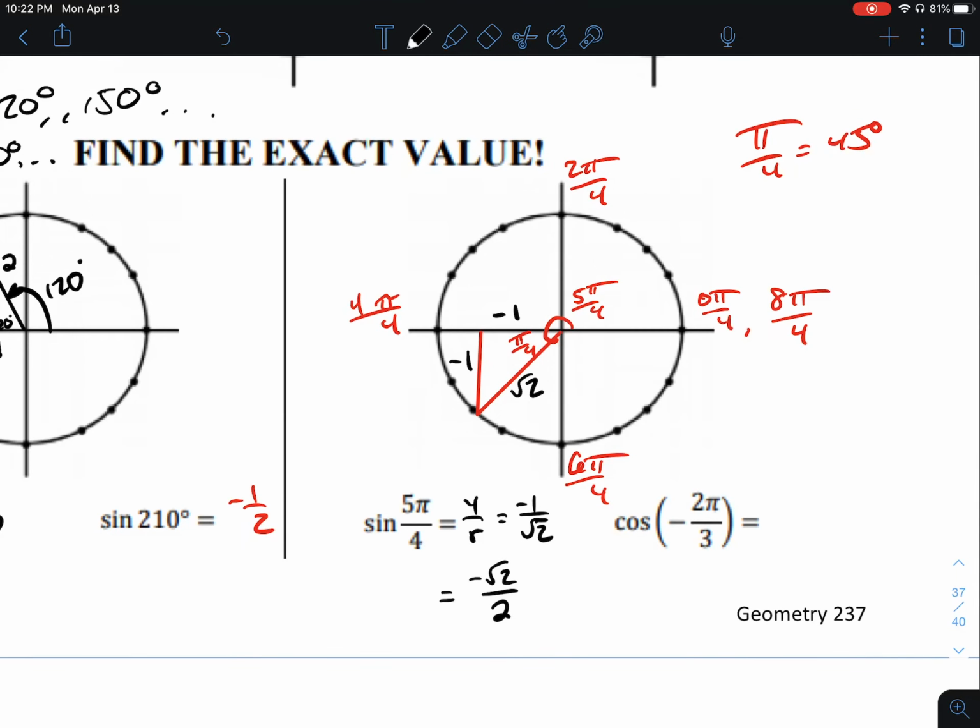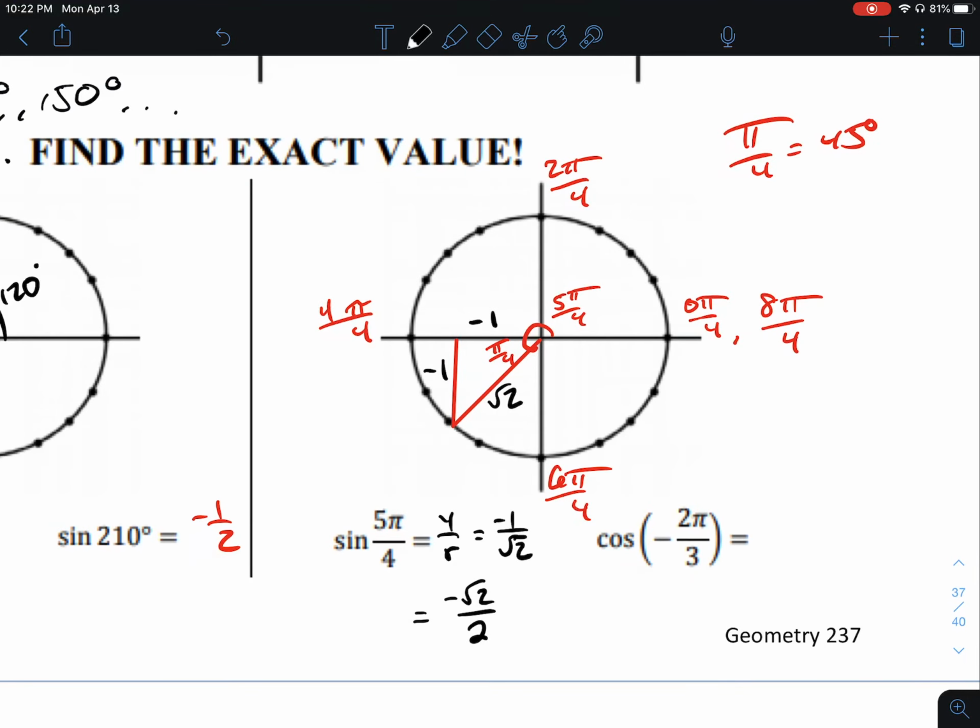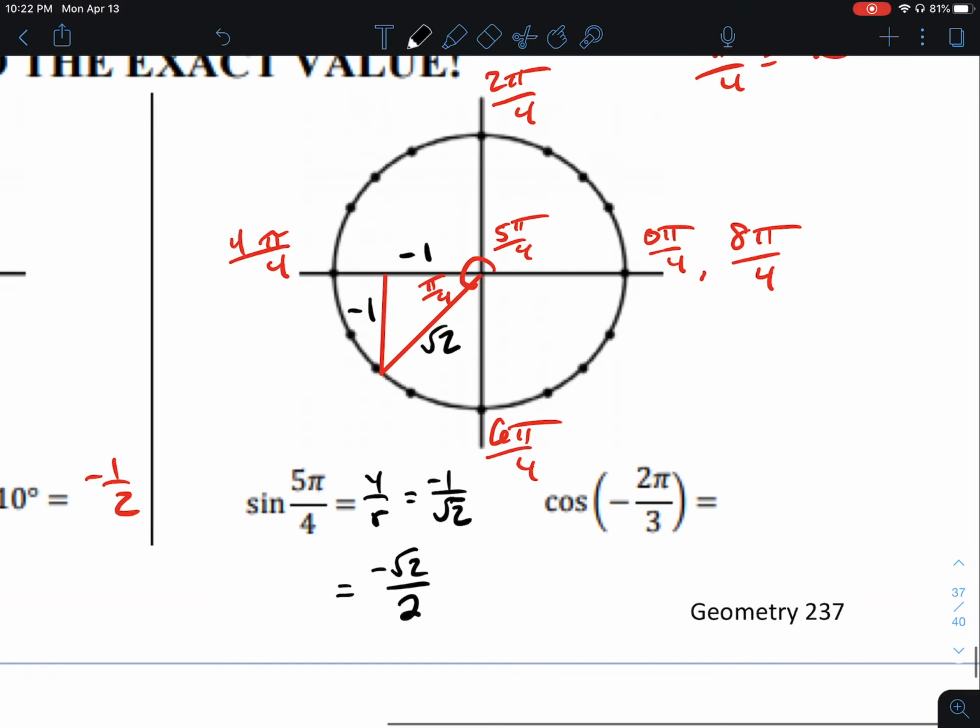What's cosine of negative 2 pi over 3? Let me draw a picture for that. Always want to draw a picture for these.